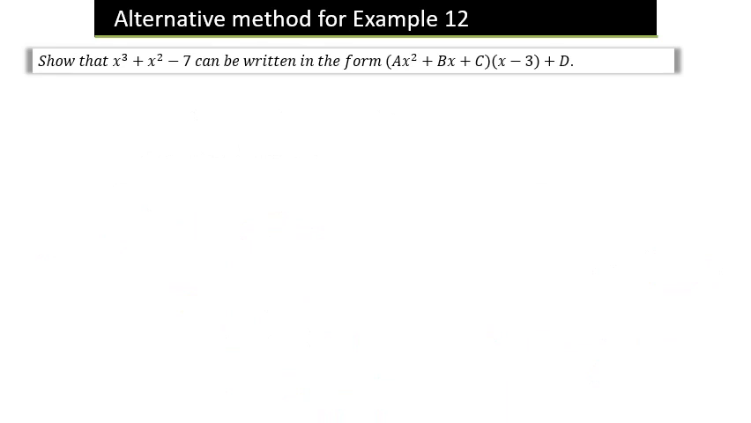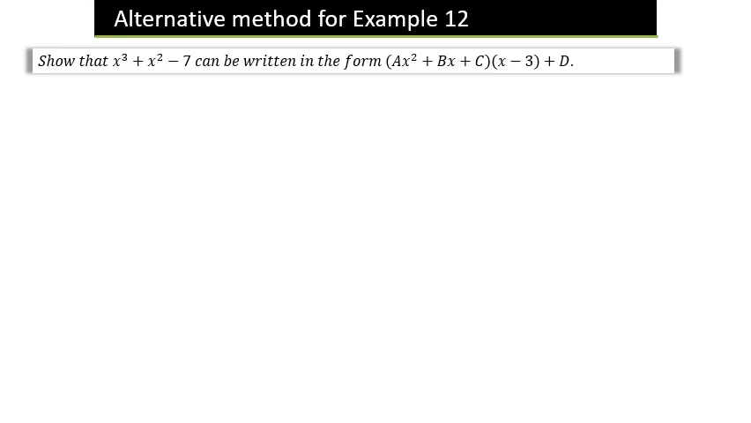The last two questions in the exercise, question 9 and question 10, are worded slightly differently. There's an example of this in the textbook, which is example 12. You can work through this example. There's also another method that you can use for example 12, which you might prefer, so I'm going to work through that with you now.